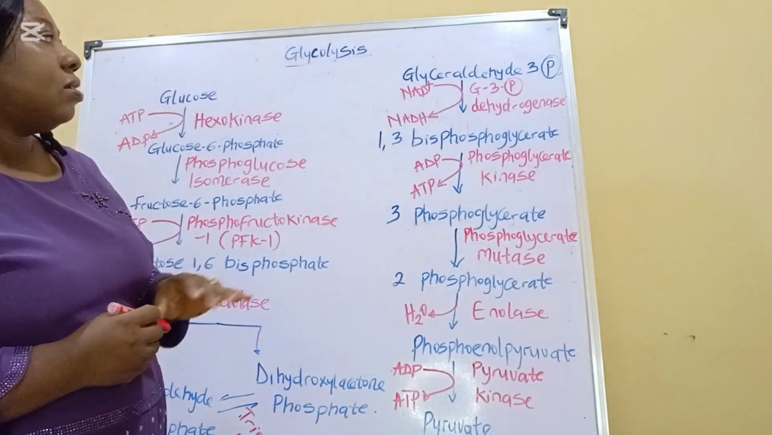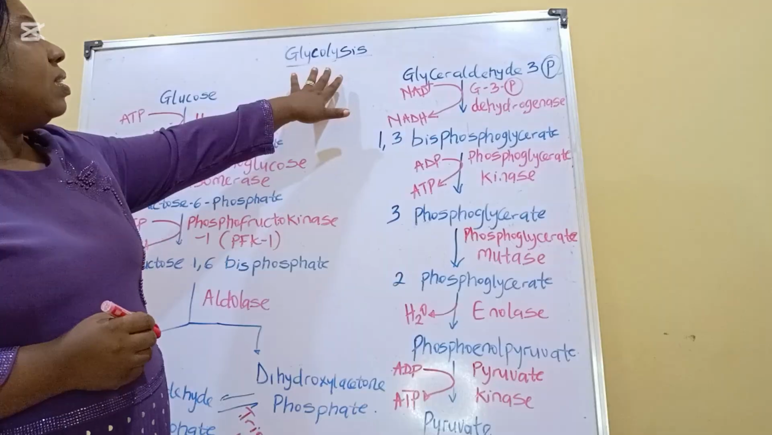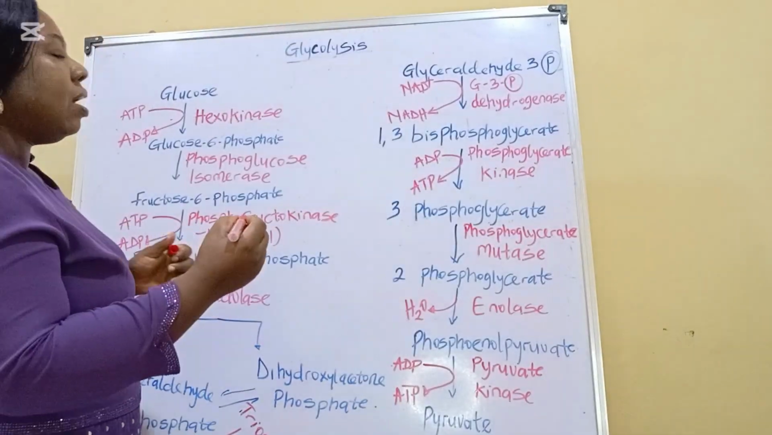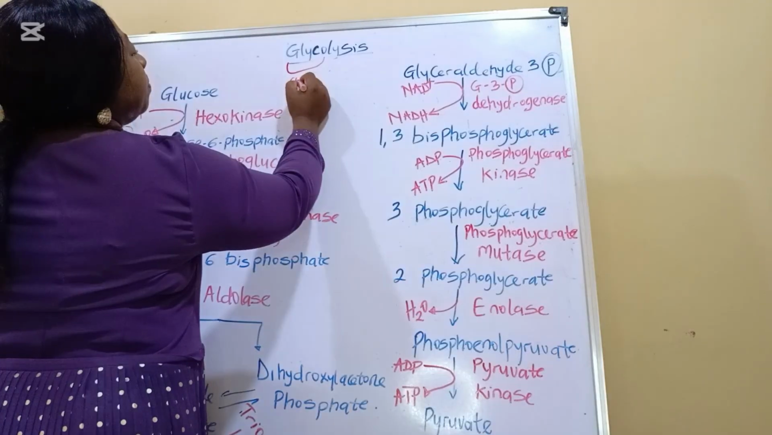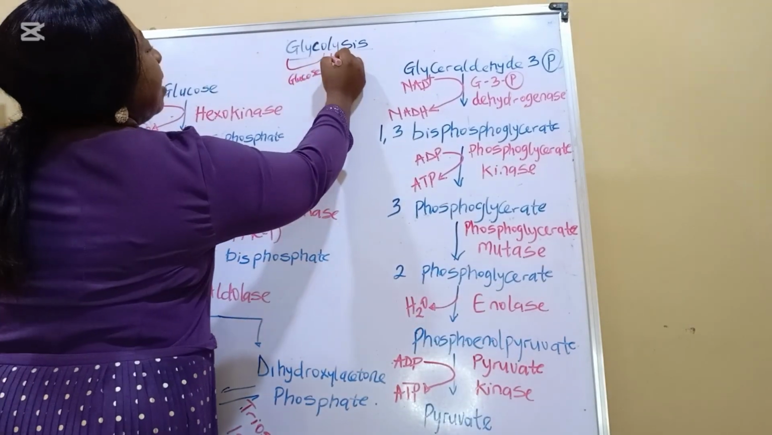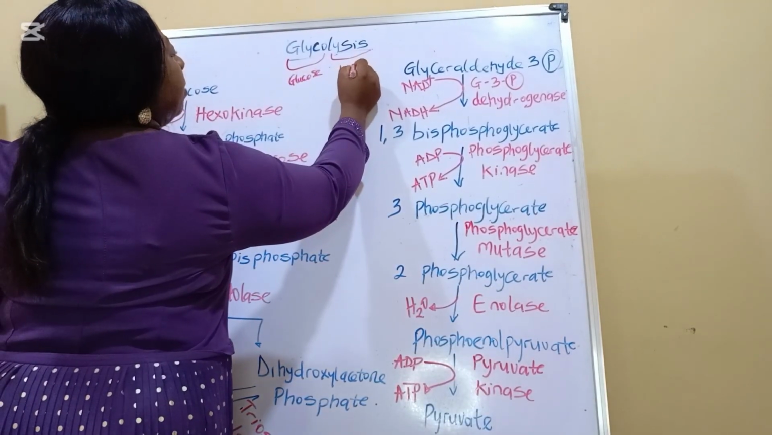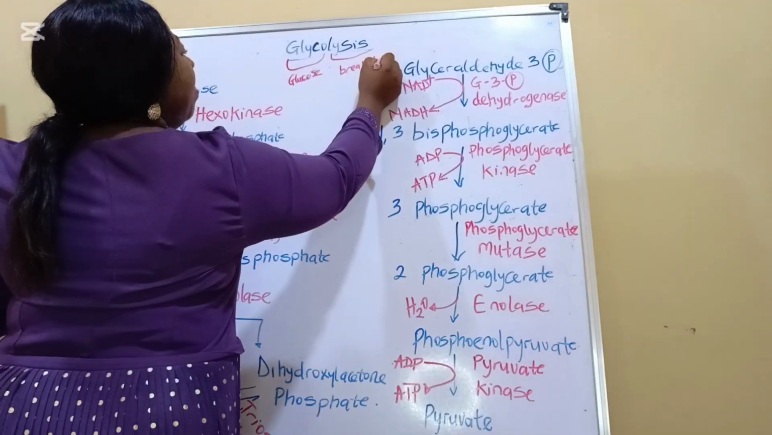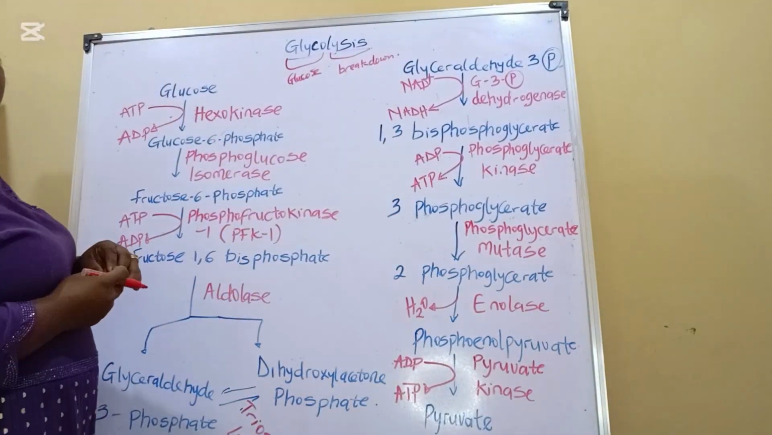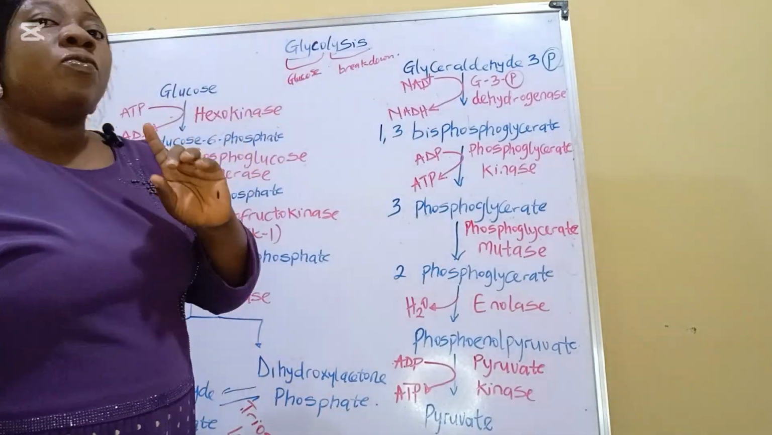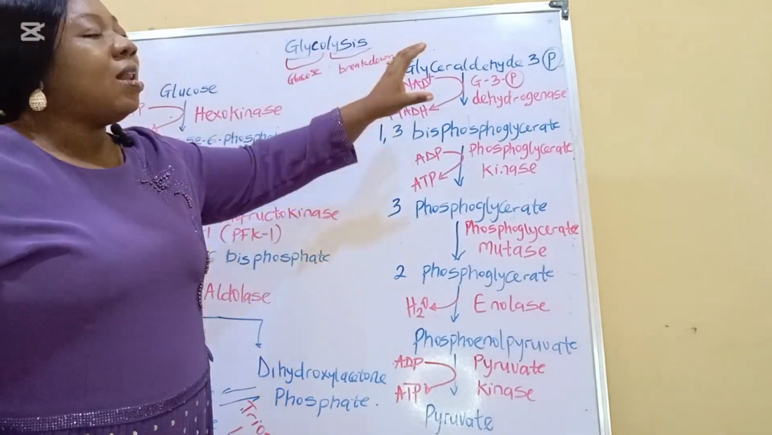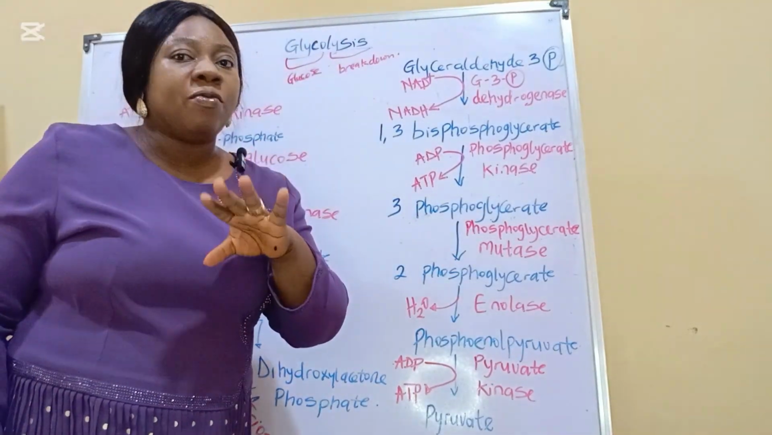The process by which cells produce energy from the food that we take, especially food that gives glucose, is glycolysis. As its name implies, glyco means glucose, while lysis means breakdown. So it is a pathway that helps in breaking down the glucose molecule. The molecule of glucose will be broken down into two molecules of pyruvate.